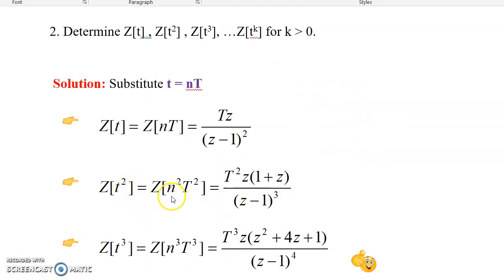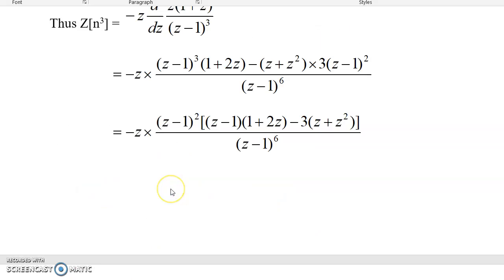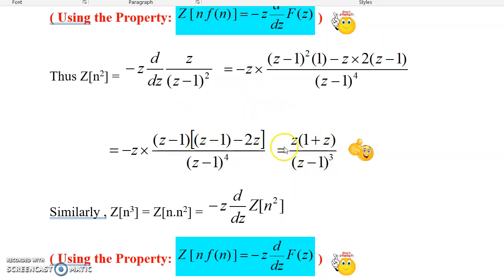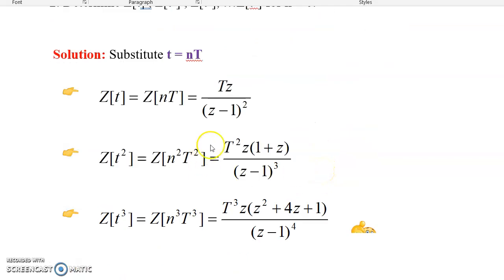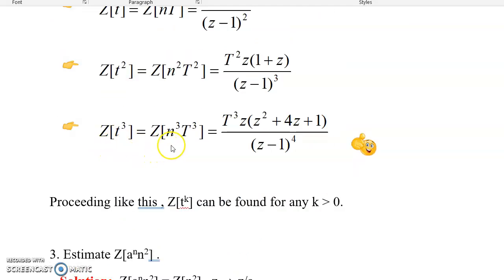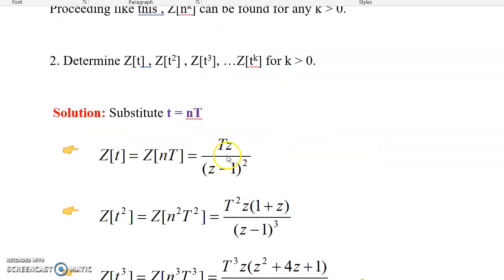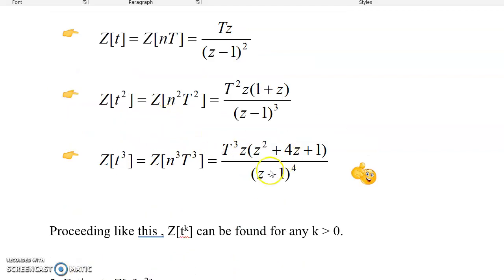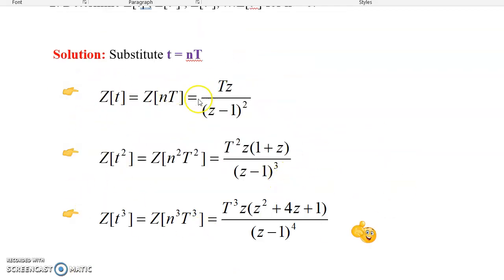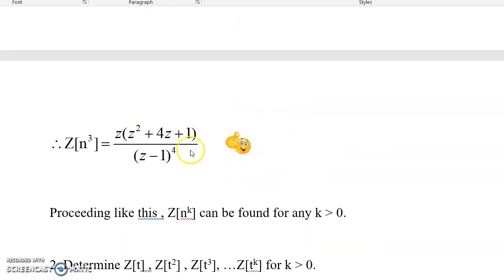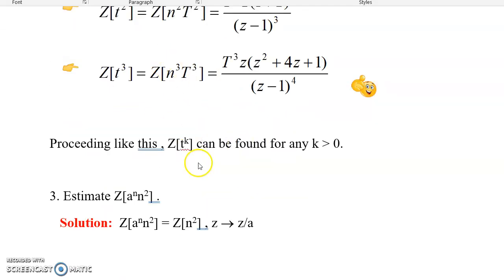Similarly, z of t square will be n square T square, and capital T square is a constant, can be taken out into z of n square. And what is z of n square? Here we have the answer of z of n square. This has been substituted here. Similarly, z of t cube will be n cube T cube, and capital T cube is constant, can be taken out, z of n cube. This is the answer of z of n cube, which is substituted here. So this is going to be simple, making use of the z of n squared, z of n cube answers we have already calculated in problem 1. Likewise, we can calculate z transform for any power of t.